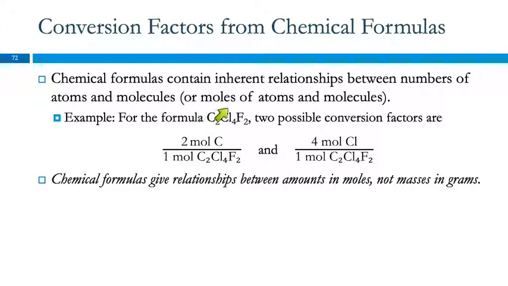And we're getting that from C2. There's 2 carbons in the formula. There's 2 moles of carbon in 1 mole of the compound. We could look at the chlorine. Well, there's 4 moles of chlorine in 1 mole of compound. What if we were interested in the fluorine? How many moles of fluorine? 2. Are we okay with that? It is just that easy. But these formulas give us relationships in moles, not in masses. Okay? Just the moles.